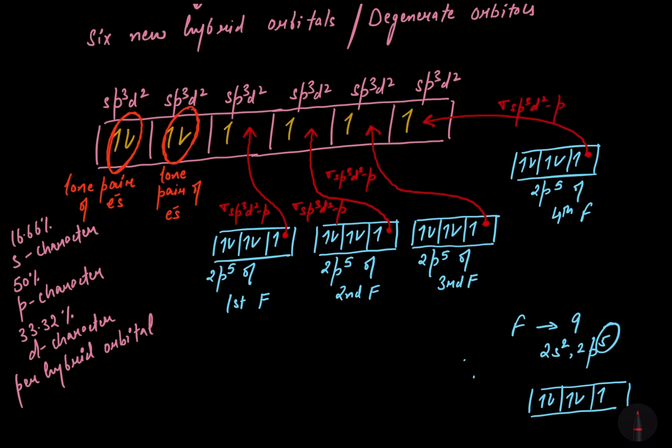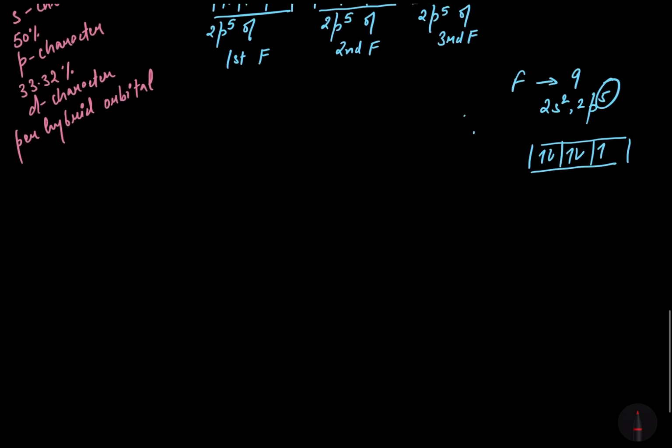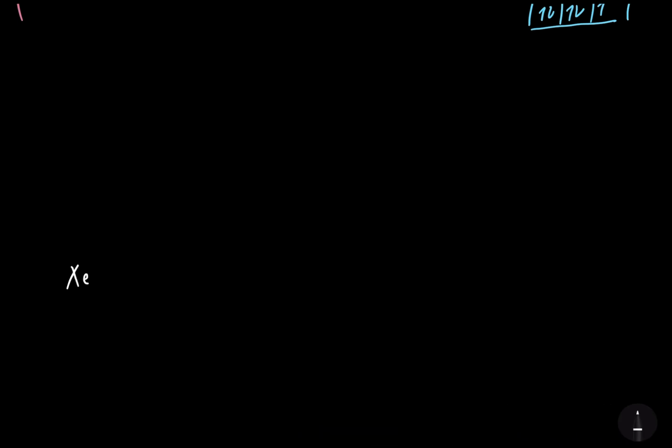Here all the sigma bonds are sigma sp3d2 p because all the sigma bonds have been formed by head-on overlap of the sp3d2 hybrid orbital of xenon with the p orbitals of fluorine atoms. Now that's all about the hybridization. Now let's draw the structure of XeF4. So let's talk about XeF4. We got the hybridization to be sp3d2. The standard structure for sp3d2 is octahedral.